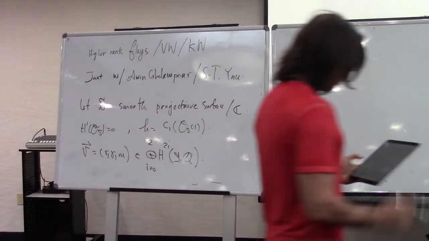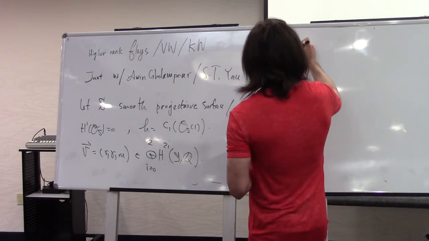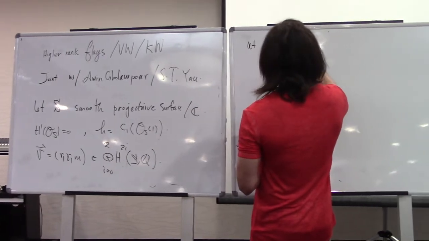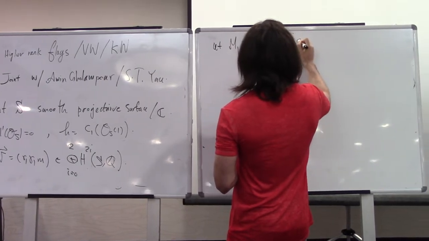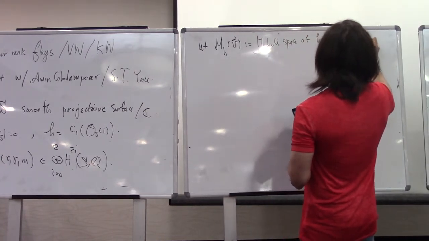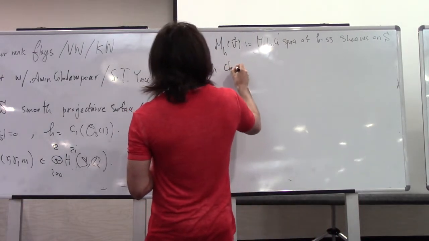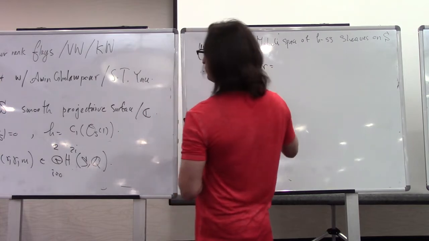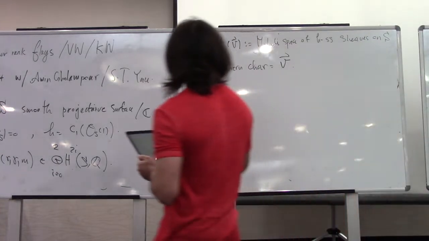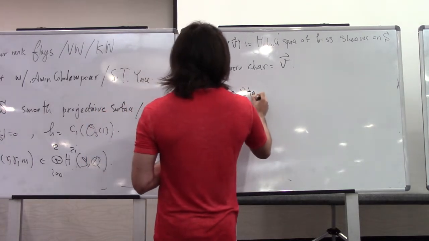And we would like to work with a moduli space of sheaves with this Chern character. So let M_H(v) denote the moduli space of H-semistable sheaves on S with Chern character equal to v. We are making an assumption that semi-stability is the same as stability.